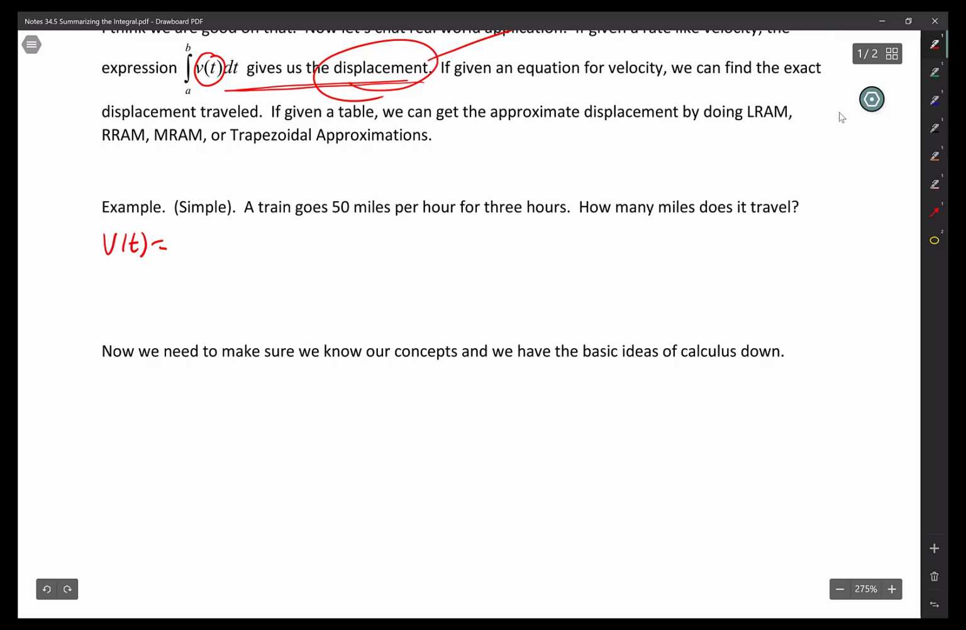V of t equals 50. That's my equation. It's just a constant 50 all the time. If I use calculus, integral from 0 to 3 of 50 dx. Really, you can put any letter there. It doesn't really matter. You can put dt if you wanted to. I put t there, so I should probably be putting dt. But if you hold your head to the side, x kind of looks like a t, right?